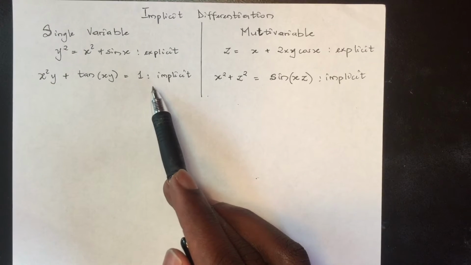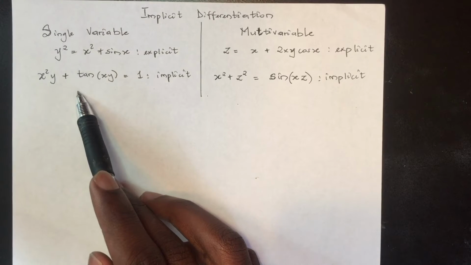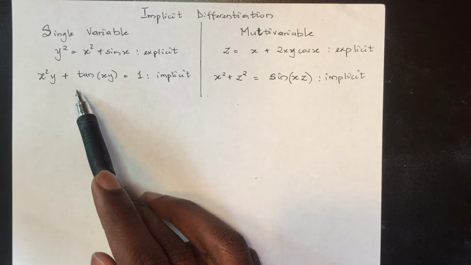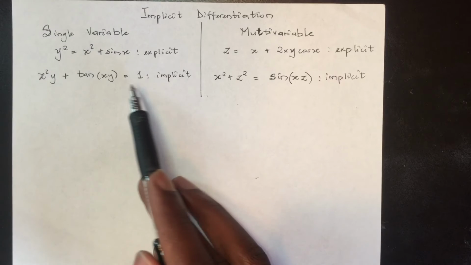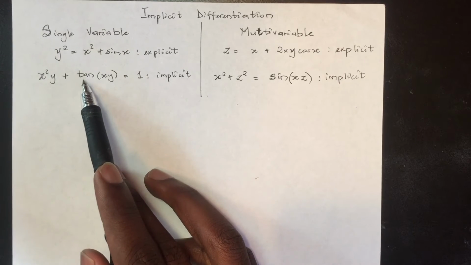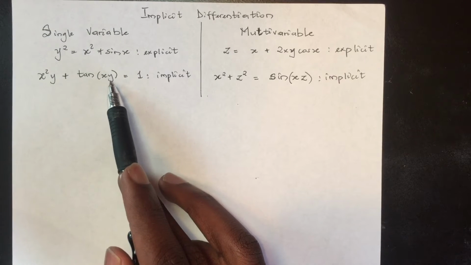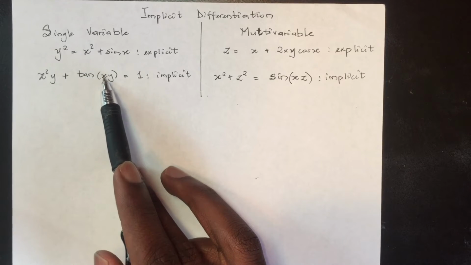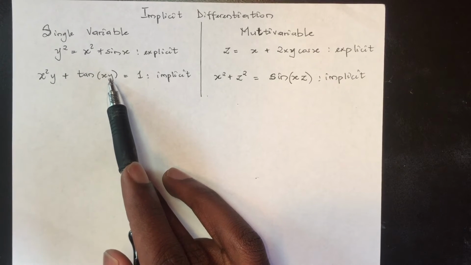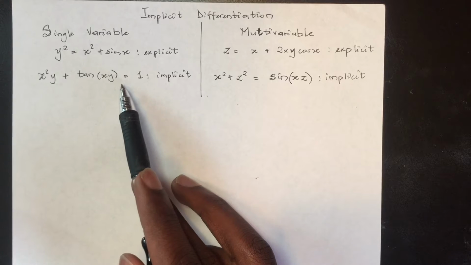But when talking about an implicit equation, in this case, y is still your dependent variable as well. But you can see y cannot be separated from the rest of the equation. As you can see, this tangent of xy, there's no way you can separate this y from this x. So that's all jumbled up together. So this is what makes this an implicit equation.